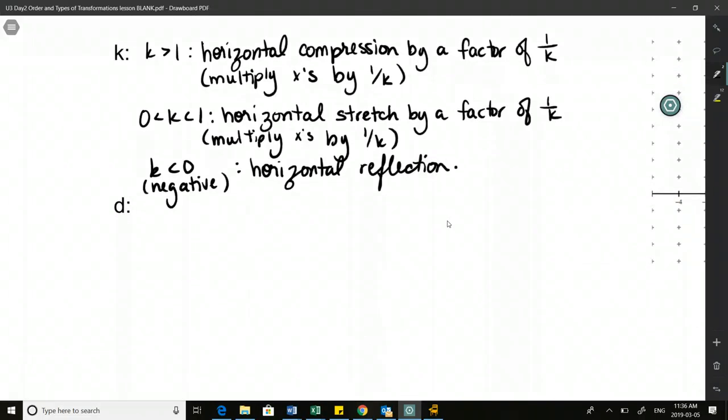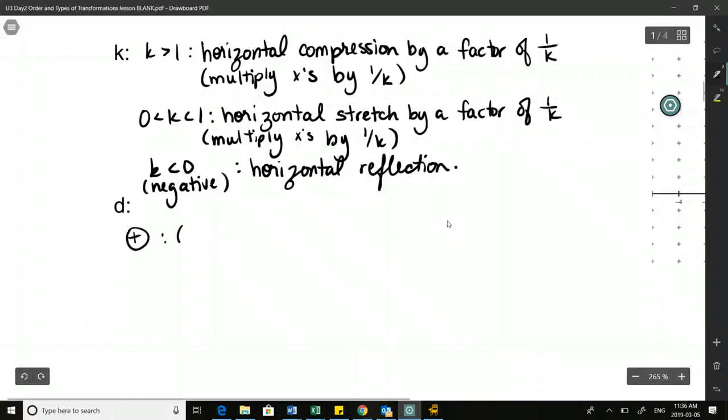Okay, and then d. Remember, d looks opposite in the equation from what it actually is. So if d is positive, it will look negative in the equation.